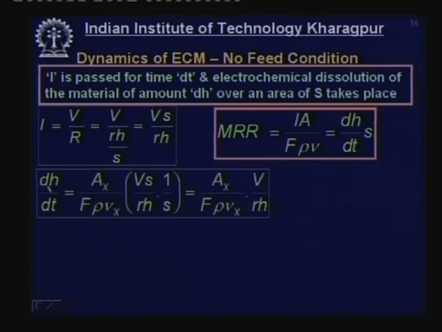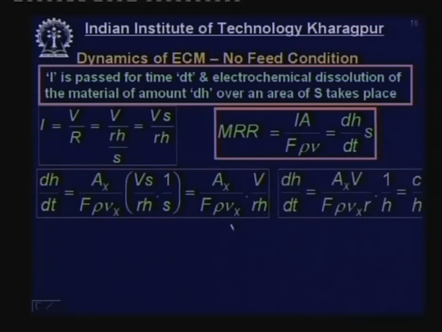So, I can write dH by dt in this particular form. What is the difference in this form? Here you have a suffix of x. X denotes that this is the equivalent atomic weight of an alloy, as well as the equivalent valency, nothing more than that. So, in that way I can further simplify dH by dt, and in this particular expression you can see that this part is a constant, which has been taken out here.